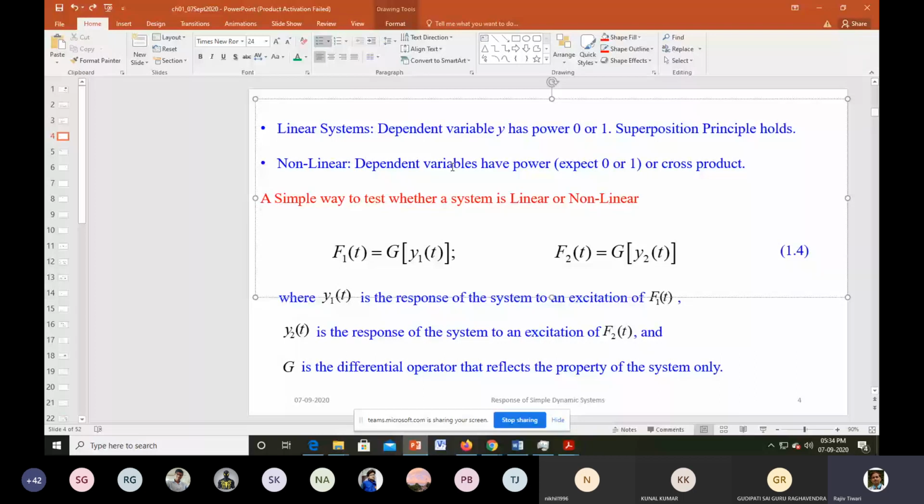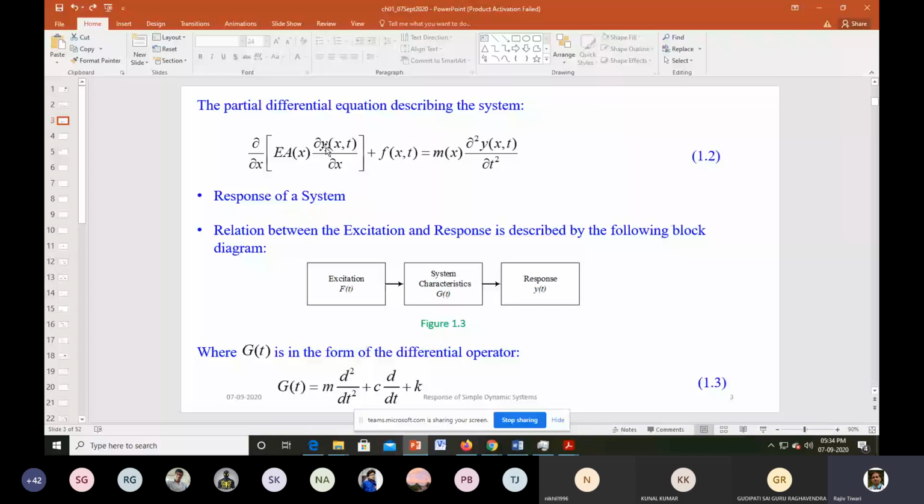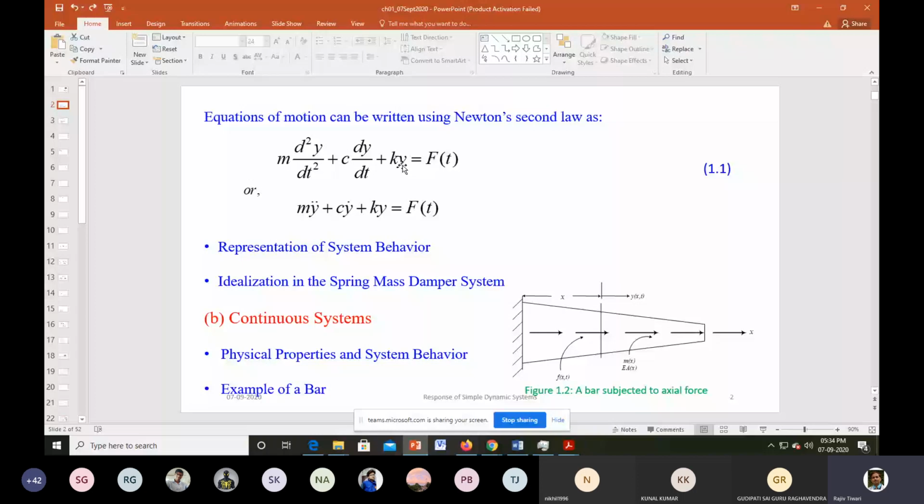So I can go back to the previous equation. You can see here the power of y is 1. It has a derivative with respect to x, but there is no y square term anywhere. The derivative is taken twice, but y has a single power. Similarly, in the previous one, y has a single power, or here there is no power. So it's a linear system. Both of them are linear systems.